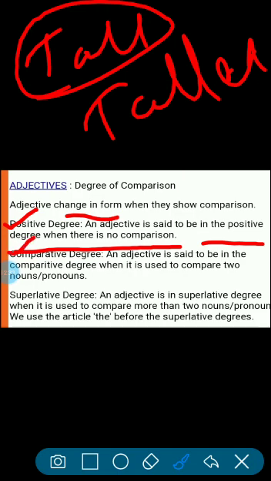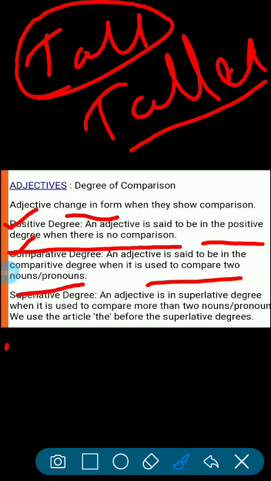And what is comparative degree? A comparative degree is used to compare two nouns or pronouns. Okay, an adjective is said to be in comparative degree when it is used to compare two nouns or pronouns. We have seen in the beginning of the video when we have to compare two things, so we have to use the second inflection of that word, that is called comparative degree. When we have to compare, so we use comparative degree.